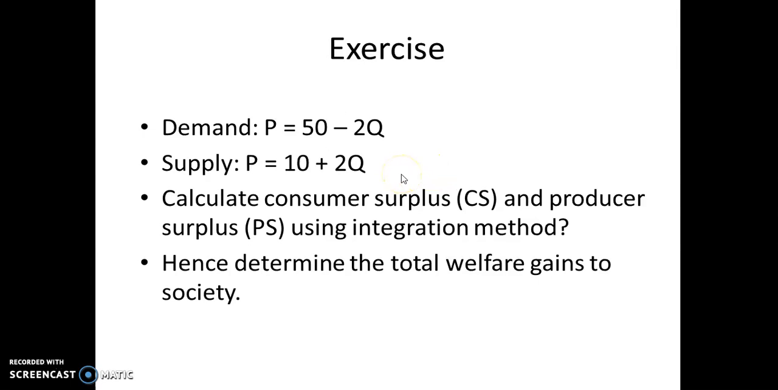There are a couple more exercises. I'll go through one more in the next slides.